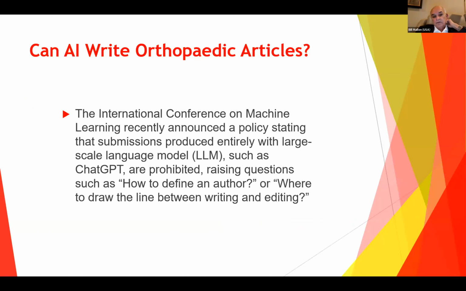The International Conference on Machine Learning announced a policy in regard to this, which raised big questions like, how do we define an author? Is ChatGPT an author? Or where does the use of ChatGPT get so powerful? Where on that cursor Laurent mentioned does it become an author, or where are you just using it for support? And where do you draw the line between writing and editing? We don't really know the answers to these.